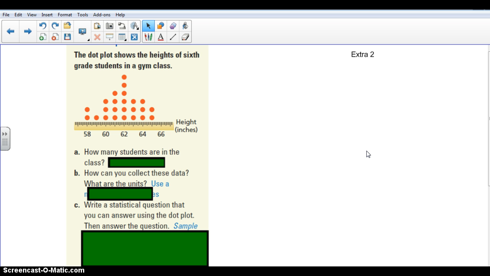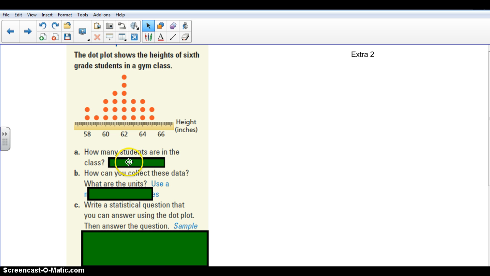It says the dot plot shows the heights of 6th grade students in the gym class. Now this dot plot could be done vertically or horizontally. Here they did it horizontally. But for some people, it just makes sense that if this is a yardstick, it should be going straight up and down because it's height. So this can be written two ways. In this case, again, they've shown it horizontally. So if you would answer each of these questions and come back for your answers.